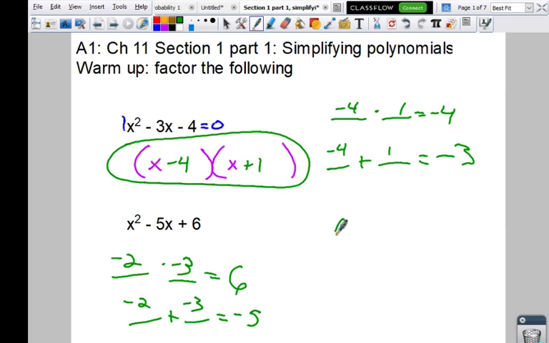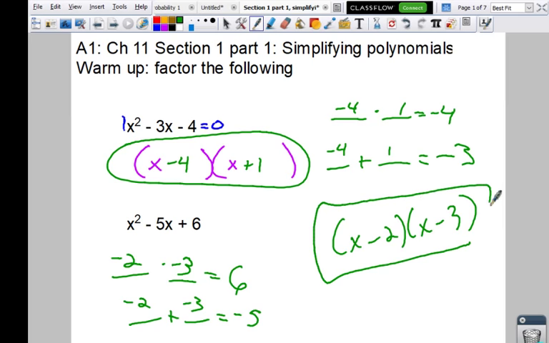So when we factor this, we're going to go x minus 2, and then x minus 3. And then we're done from there. The order doesn't matter. You could do x minus 3 first and then x minus 2. We just want to know what times what is the number on the end and adds up to the number in the middle. You are going to have to do that for part of our lesson today.